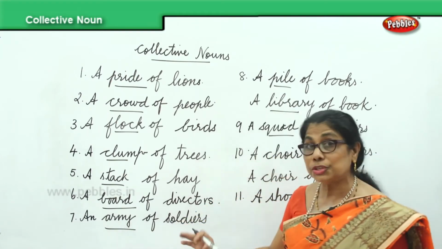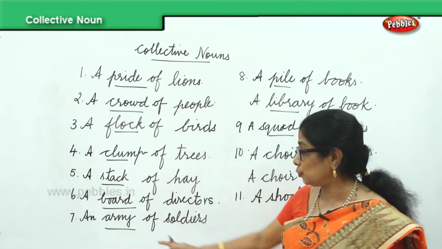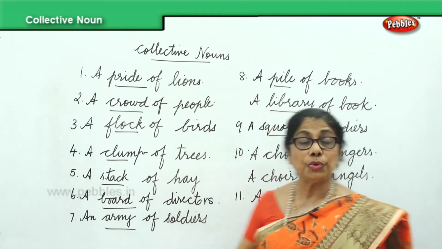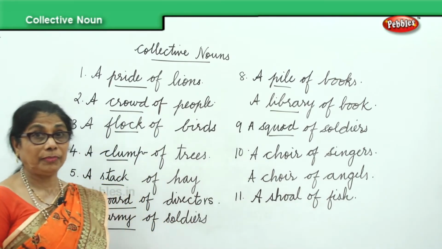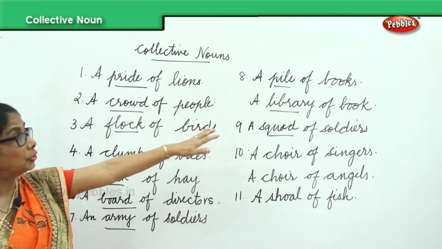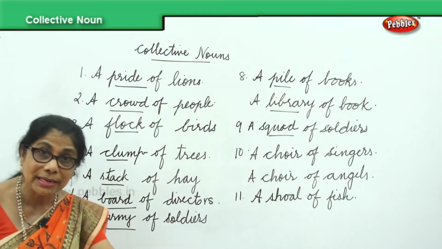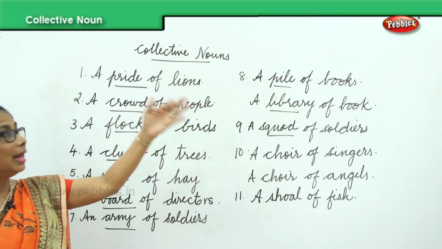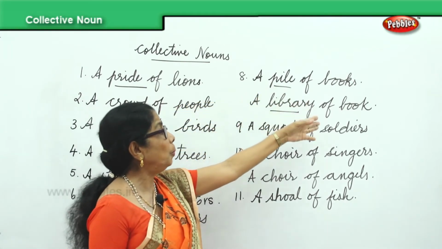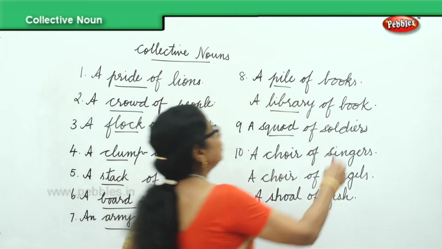Then soldiers. A group of soldiers, a number of soldiers together. You say army of soldiers, or you can also say a squad of soldiers when you are writing. Then books, you can either say there is a pile of books, or you can also say a library of books. In the library, there will be a large pile of books. So the group name for books is library of books.